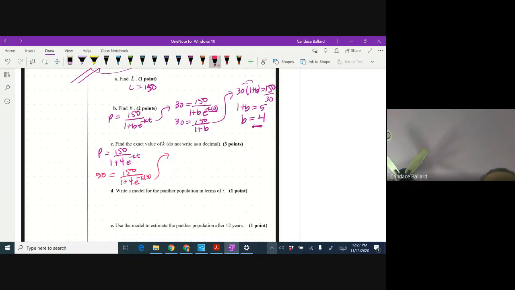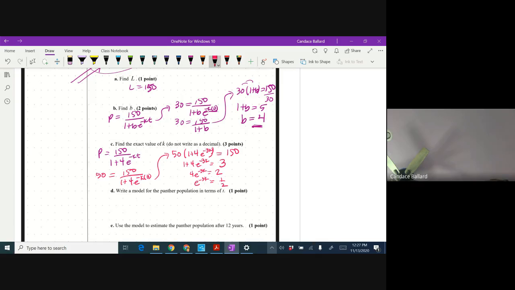All right, I'm going to multiply this mess over to the other side. So 50 times 1 plus 4e to the negative 3k equals 150. I'm going to use my same trick where I divide the 50 to the other side. So 1 plus 4e to the negative 3k equals 3. I'm going to subtract the 1 over. So I've got 4e to the negative 3k equals 2. So e to the negative 3k equals 1/2.